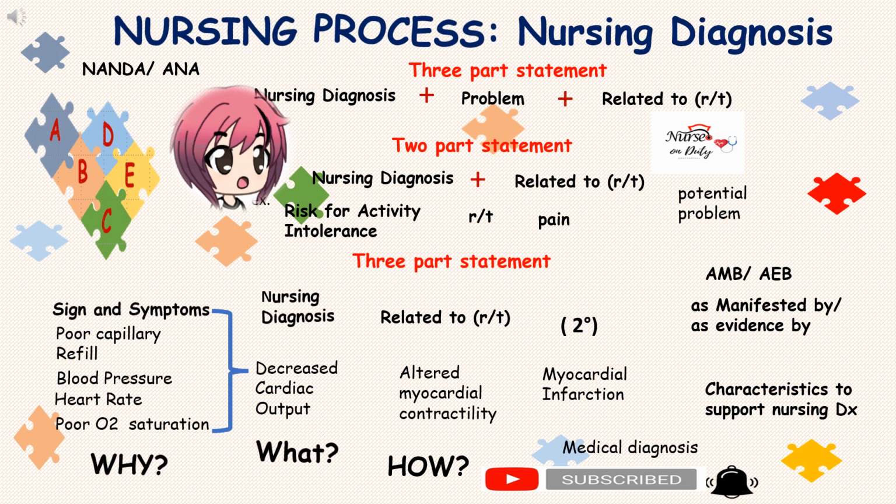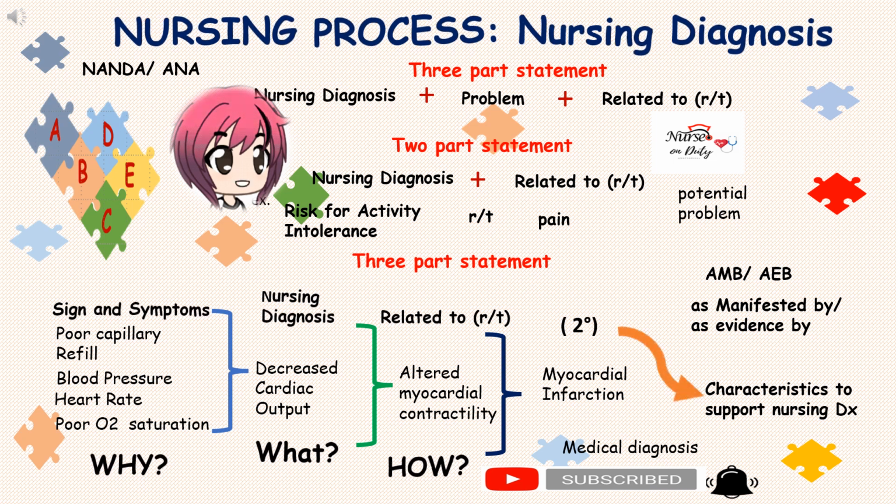At nagkakaroon siya ng decreased cardiac output related to what? Altered myocardial contractility. Okay? Pag sinabi kong related to what? Related to impaired or altered myocardial contractility. Trying to identify the problem plus yung etiology or related factors or probable cause. May kadugtong siyang secondary to. Ang secondary to, ibig sabihin dahil ito ay cause ng ganitong disease. Example, sinabi kong decreased cardiac output related to altered myocardial contractility secondary to myocardial infarction.